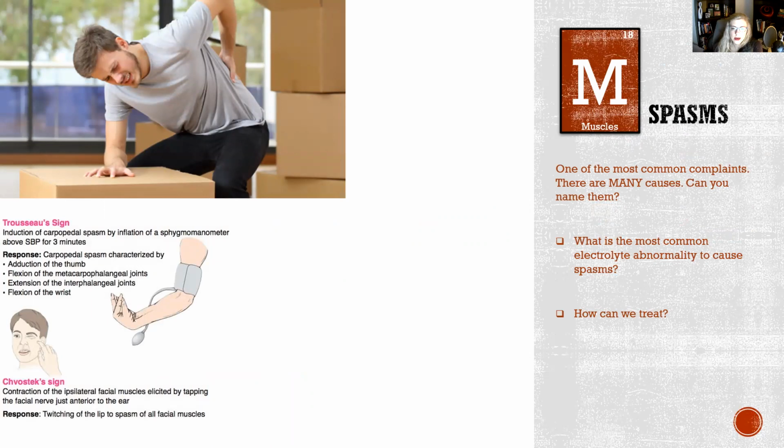Now we got to talk about muscle spasms, because everybody tends to blame every muscle ache and pain on a spasm. Some of this is because it's so common, but some of it is also because they're like, well, I don't know what else it could be, so it must be a muscle spasm. So muscle spasms are caused a lot by injury or trauma, but they're also caused by overuse and electrolytes.